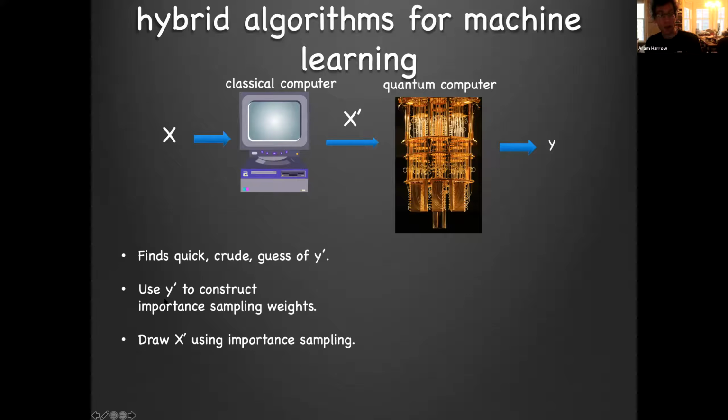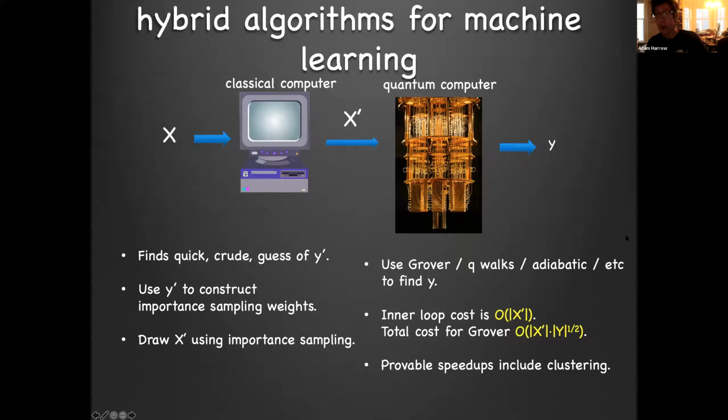So use that to construct importance sampling weights, use that to construct x prime, then you feed that to your quantum computer, use Grover or whatever your favorite quantum optimization algorithm is to find the model y. And now you've cut down the cost of the inner loop to be only dependent on the size of x prime. So if x prime is much smaller than x, then you can get nearly the full Grover speedup, or whatever your optimization algorithm is. The inner loop no longer becomes a dominant part of the runtime.